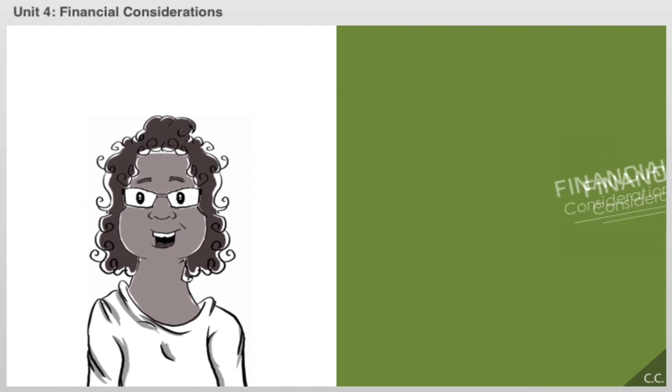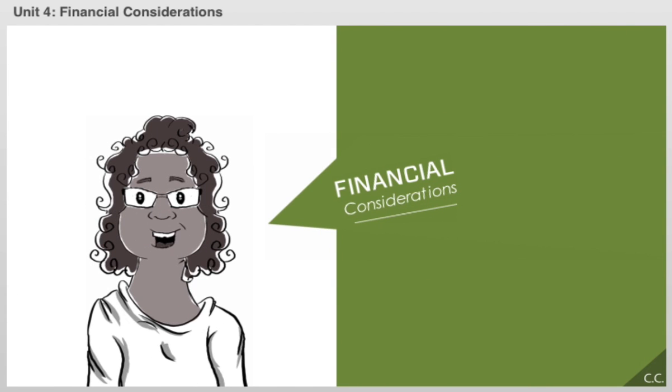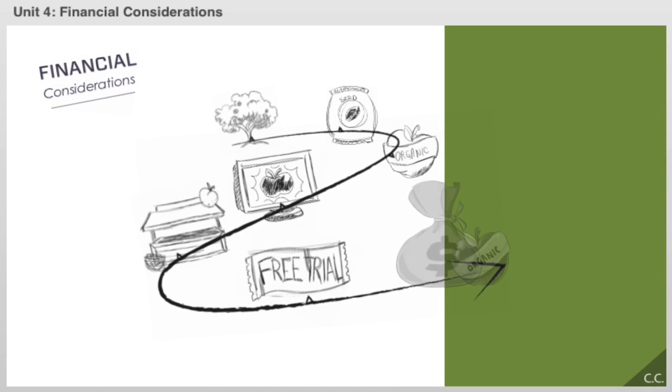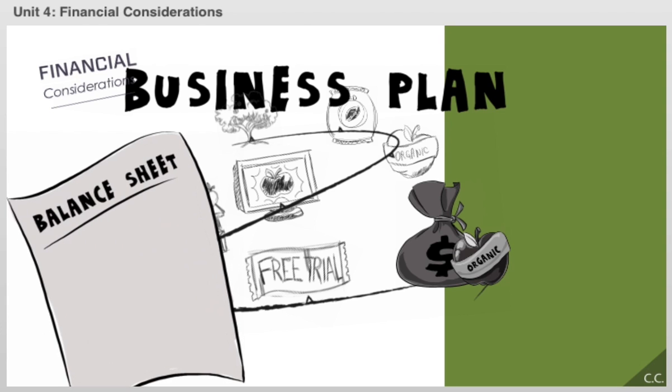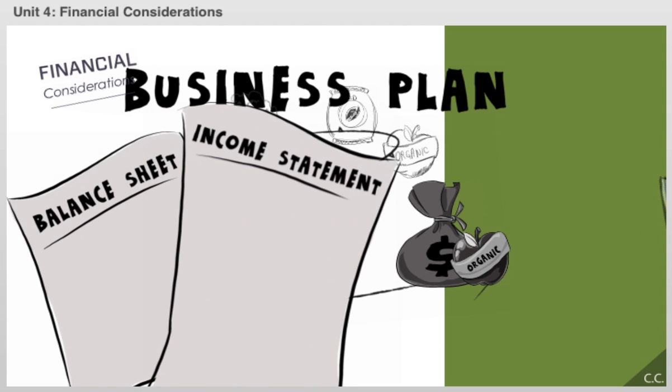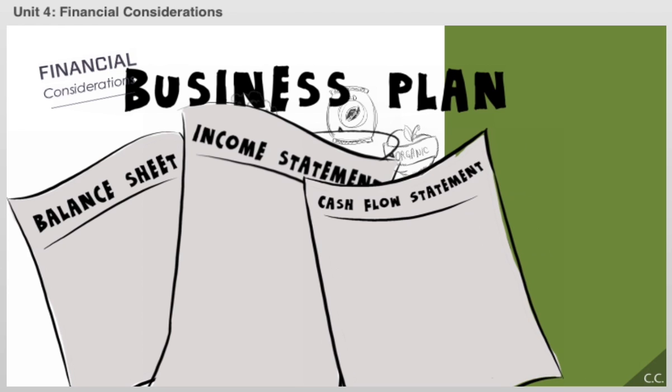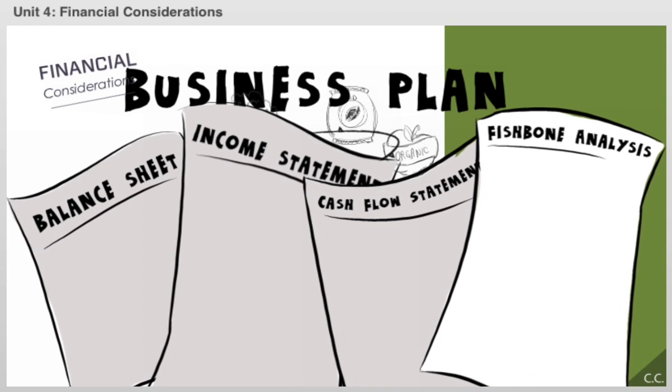On completion of this unit, you should be able to identify and explain the purpose of the common financial documents related to starting a business, as well as be able to utilize key tools that will help you with your financial forecasting. Let's review the 3 documents that are commonly seen and often asked for in a typical business plan. Those are the balance sheet, the income statement, and the cash flow statement. In addition, we will review the fishbone diagram.